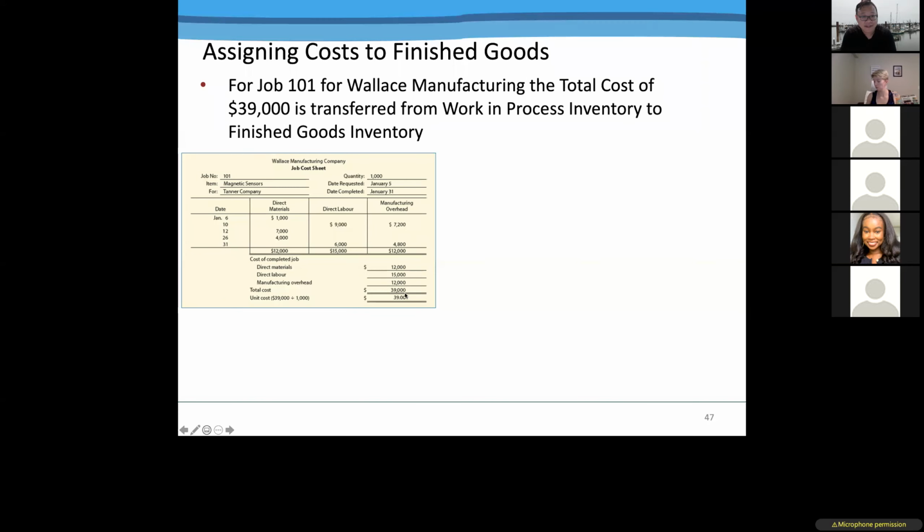In this case, if you see the picture, the flow is in this direction. You completed the job order, it's $39,000. That's going to be removed from work in process inventory to finished goods inventory. So what's my journal entry for the $39,000?